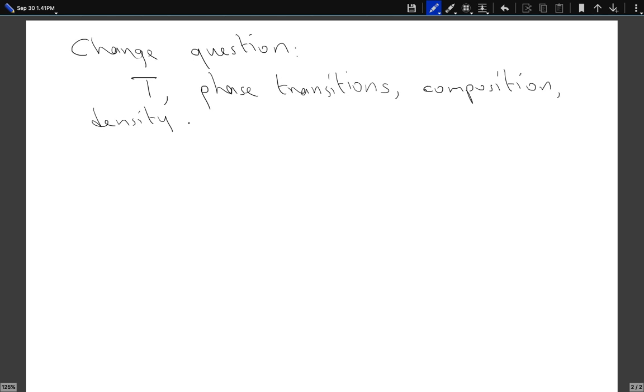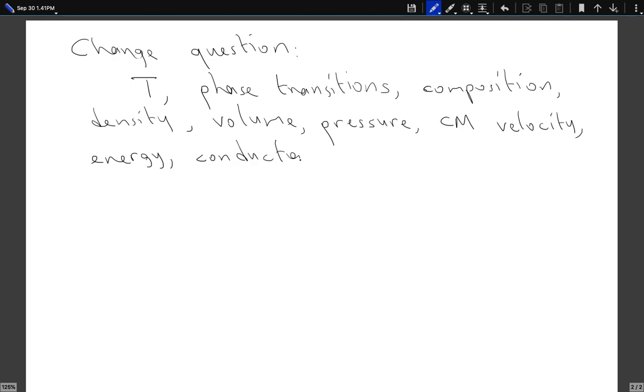Of course, that also, to calculate its mass, I would need to know its volume. You might want to know the pressure. You might want to know its velocity, center of mass velocity, energy. Anything else? Conductance, if you want to use it in a circuit. Already you are having a hard time to come up with something else.